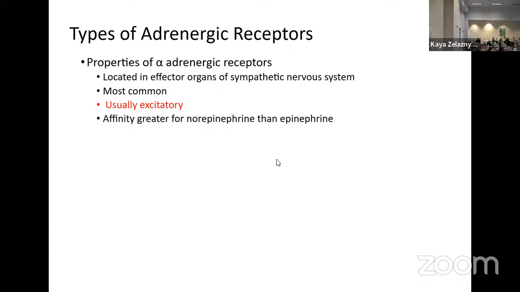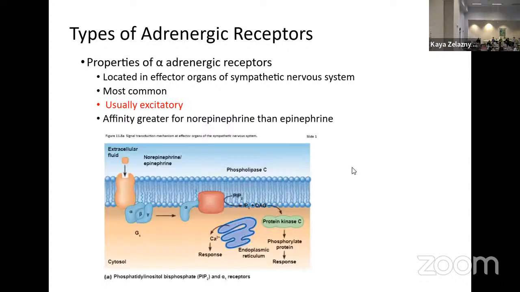And all of our adrenergic receptors are going to prefer norepinephrine. So here we have a picture. Okay. So what we're looking at here, all our adrenergic receptors are G protein coupled. So that's what we see here.